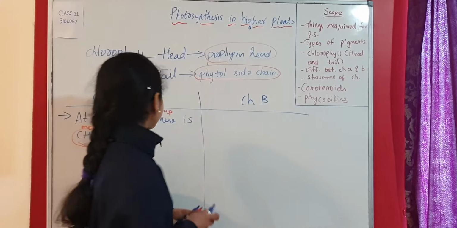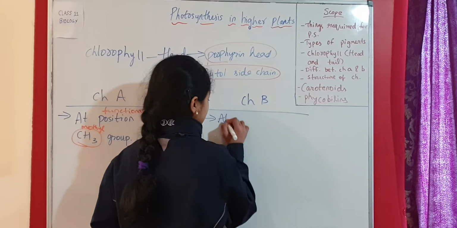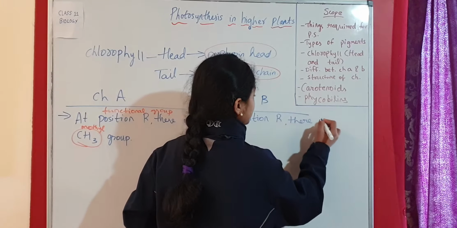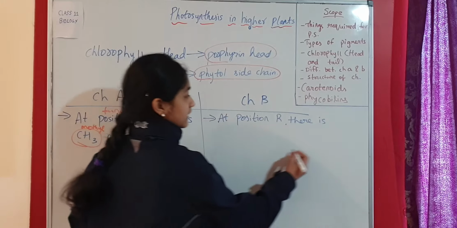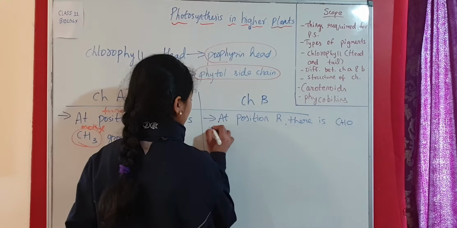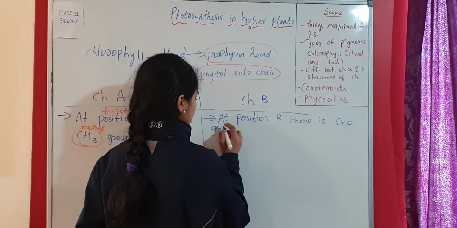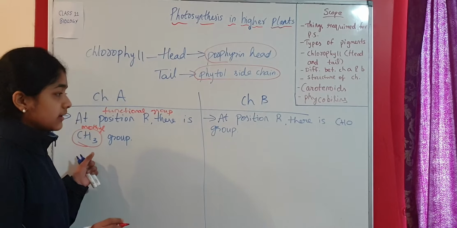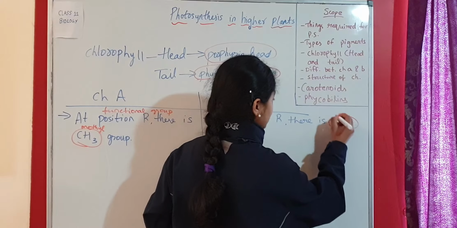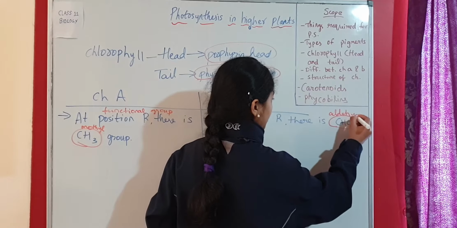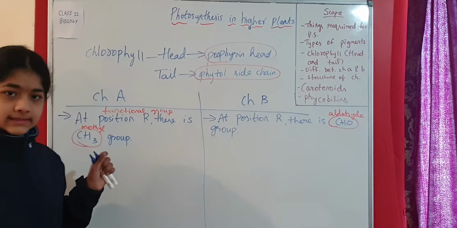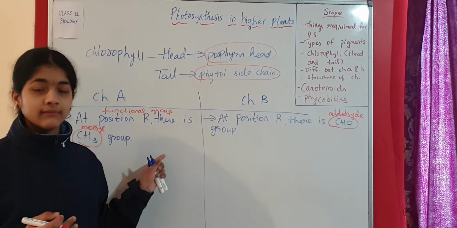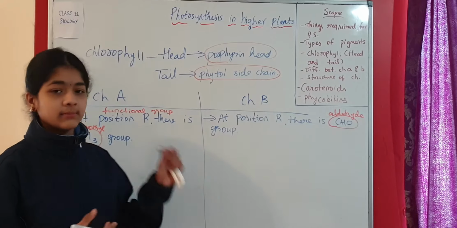Coming to chlorophyll B, at position R, there is an aldehyde functional group. Aldehyde means the CHO group. So in case of chlorophyll B, instead of this methyl functional group, there is an aldehyde functional group. So this is the difference between chlorophyll A and chlorophyll B when we take position R into consideration. This is the main difference.